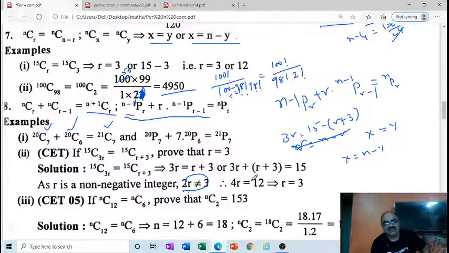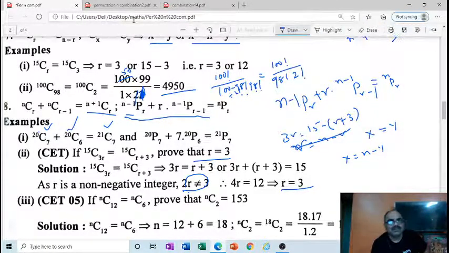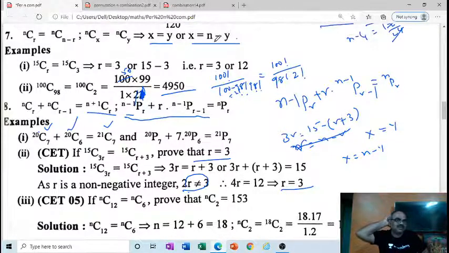3R plus R is equal to 4R equals 15 minus 3, which is 12. R is equal to 3. So we get a whole number. Now this is what R is going to be. They have asked us to prove R equal to 3, and that's the right answer. Did you get this? We use this formula: X is equal to Y and X is equal to N minus Y. That property.